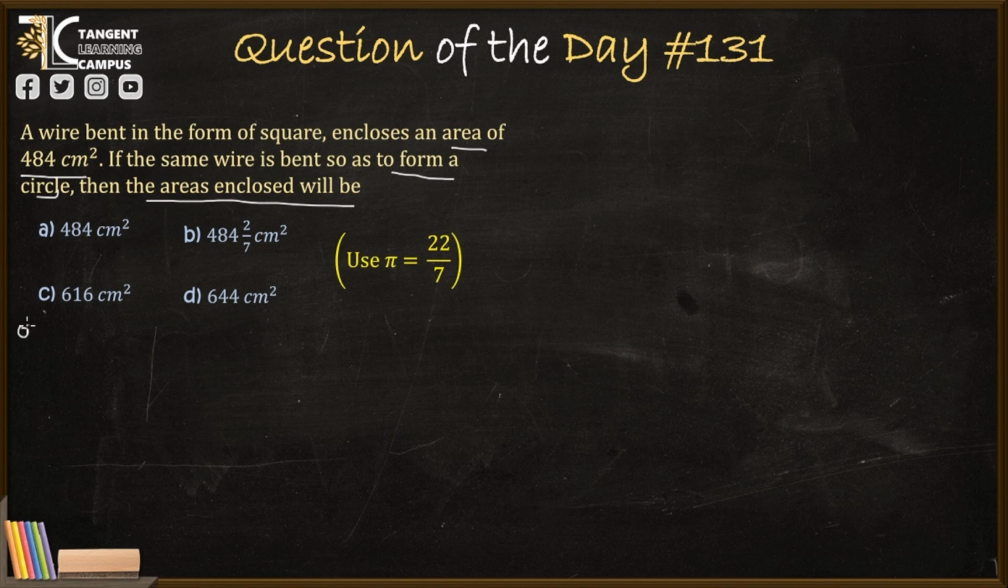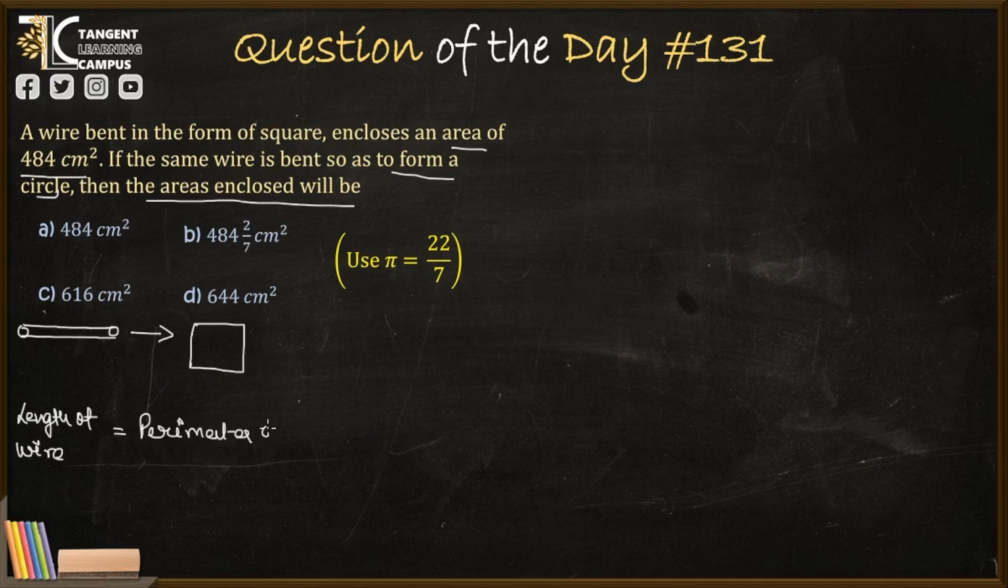So first of all, a wire is taken of some length. Then in the first statement it is given that this wire is bent in the form of a square. That means a square is formed by using this wire. So basically what we conclude from the first statement is length of wire is equals to perimeter of square.